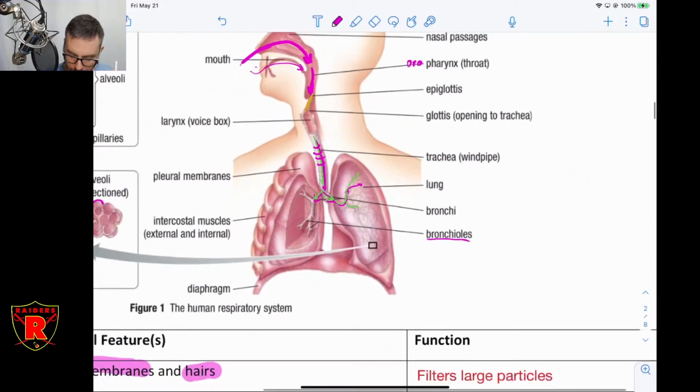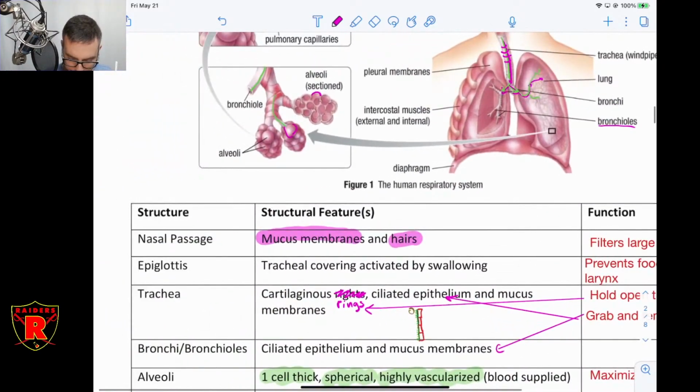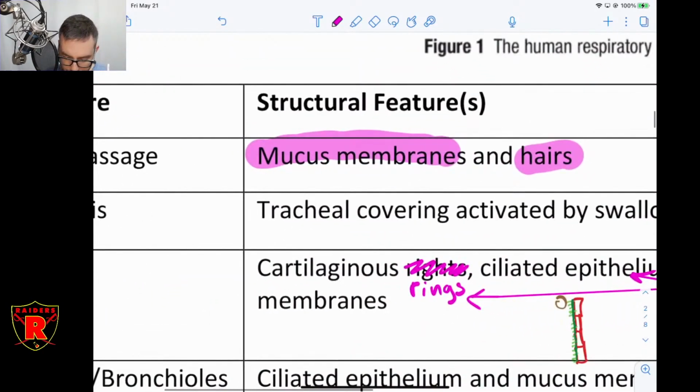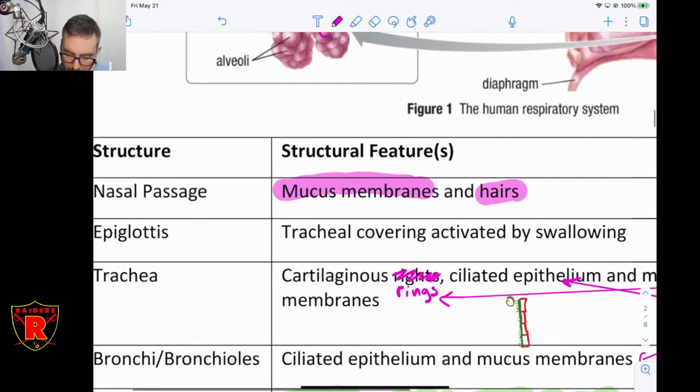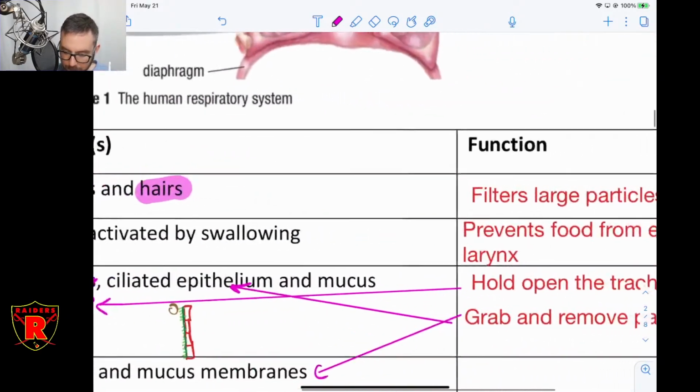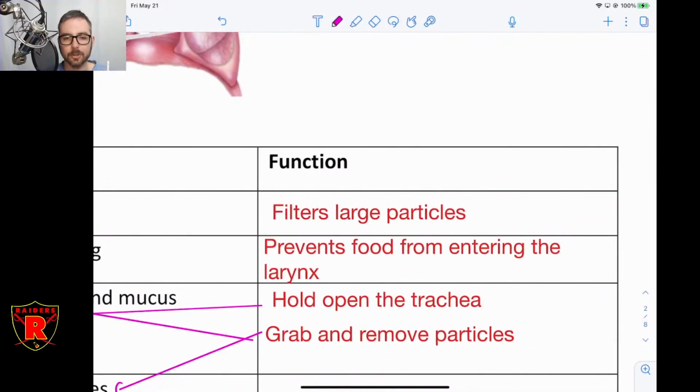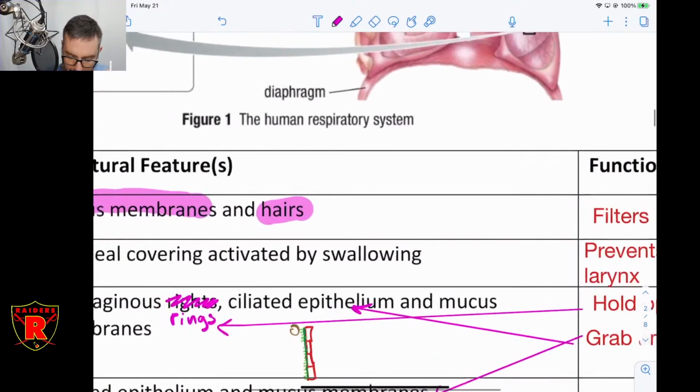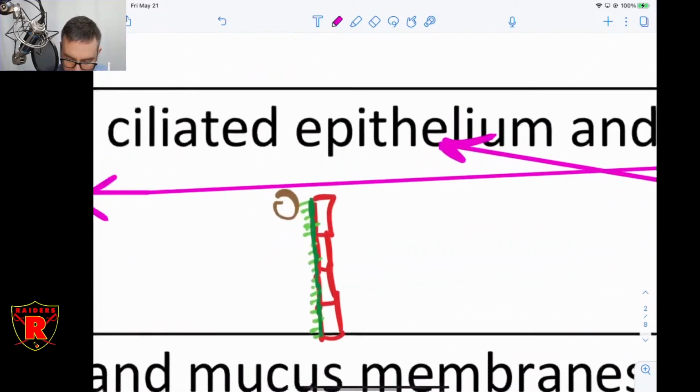So those ridges are made out of cartilage. So they are cartilaginous rings, and those rings are there to hold open the trachea. You also, on your trachea, have little tiny hairs.